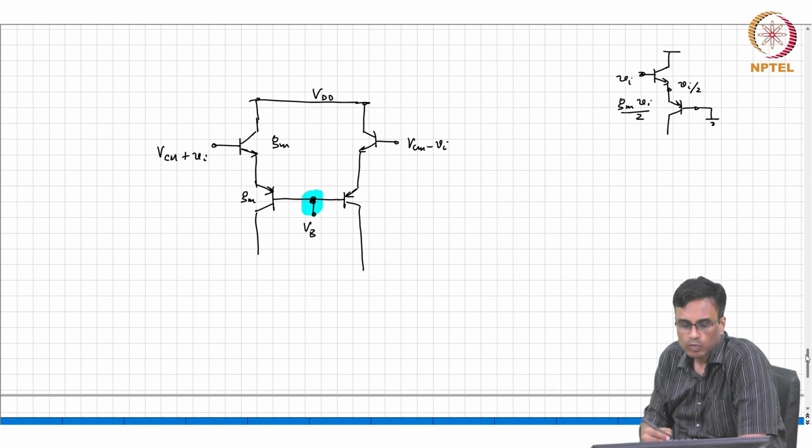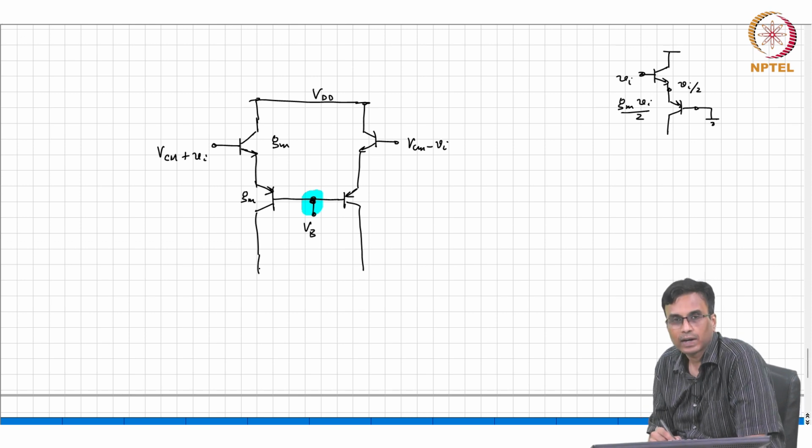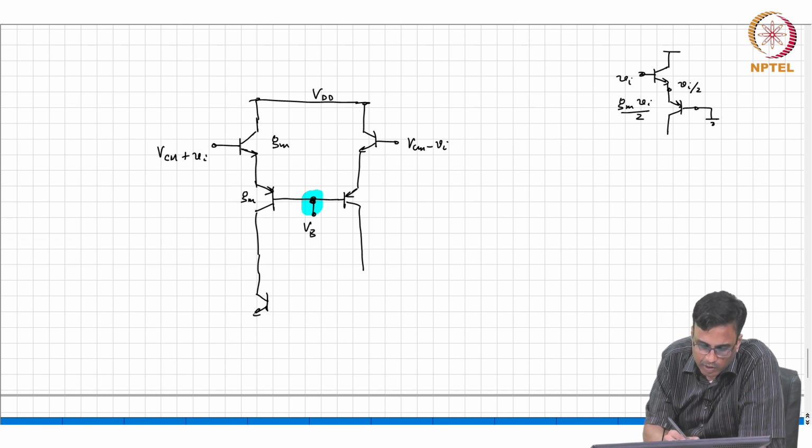Okay. Now, to get a lot of gain, what kind of load do we want to use? Do we want to use a resistive load or do we want to use something else? Active load. So basically one way of doing this would be to just put an active load like this.